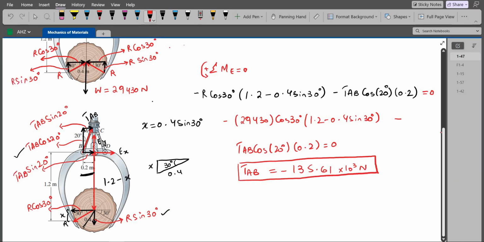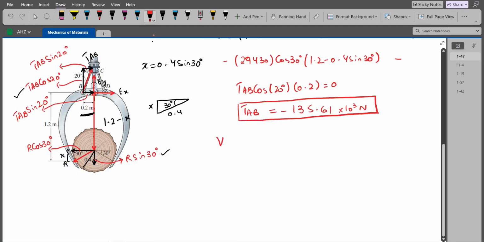Now we have to find the average shear stress in the pins A and B. So the shear force VA is equal to VB. VA is the shear force in the pin A and VB is the shear force in the pin B. And they in turn are equal to TAB. Similarly, both of the pins have the same diameter. So the cross-sectional area of the pin A is the same as the cross-sectional area of the pin B. And in turn, they are equal to the area of the circle, which is pi d square upon 4.